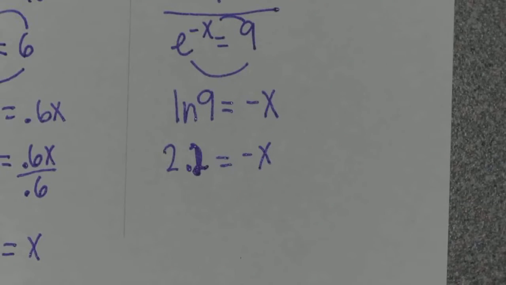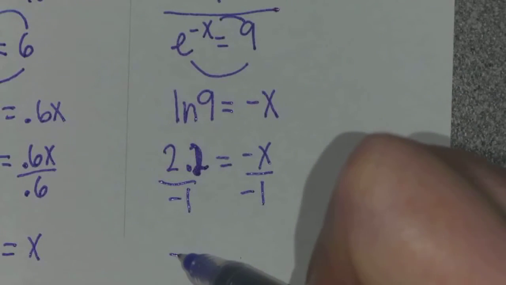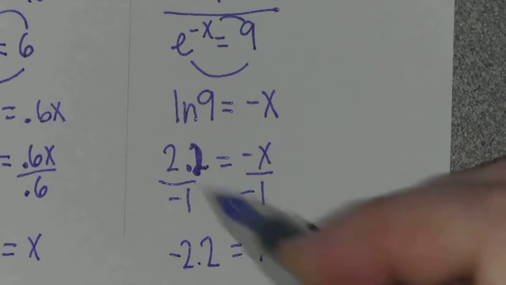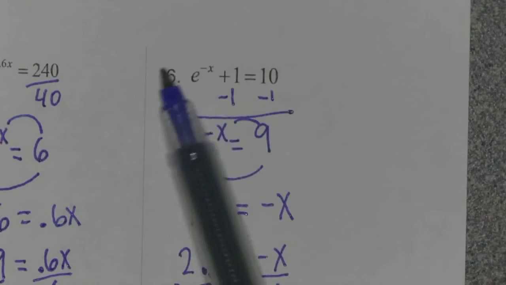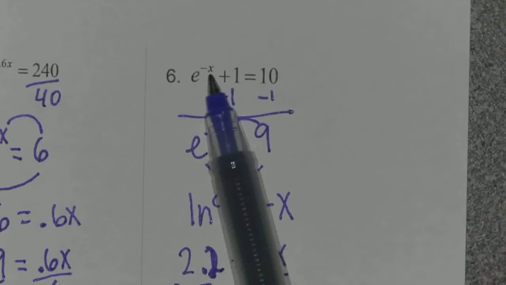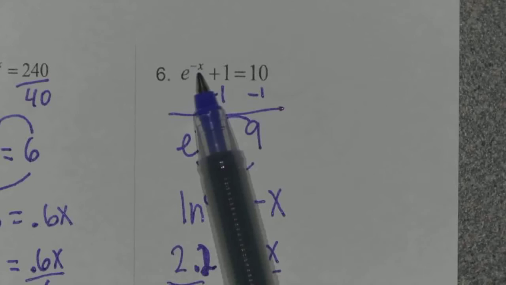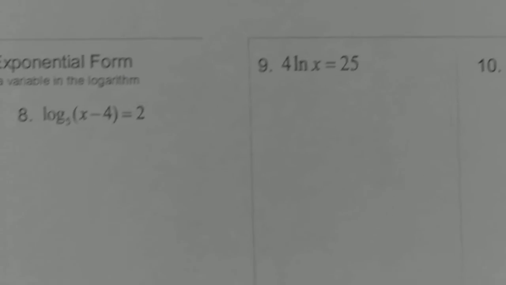How do I get the negative off the x? Divide by negative 1. So my answer is a negative 2.2. Now go check it real fast. When you put it up here, you'd have e to the negative 2.2. So is that going to be okay? Because a negative makes a positive, so we're good. Okay? All right.